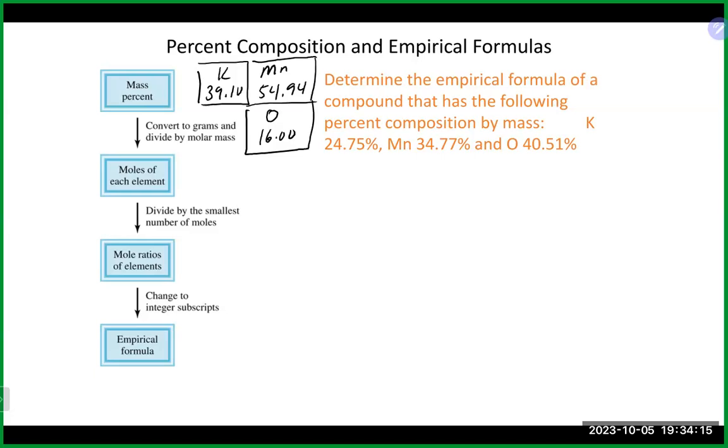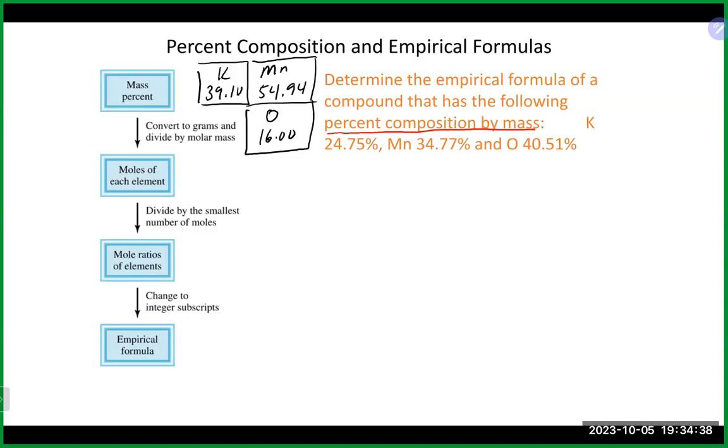Okay, let's take a look and see. So here we are given, as we've been talking about, the percent composition by mass. When you are given the percentages, just quickly give it a look and make sure that they do add up to 100%. If by some chance they don't, then you're probably missing something.